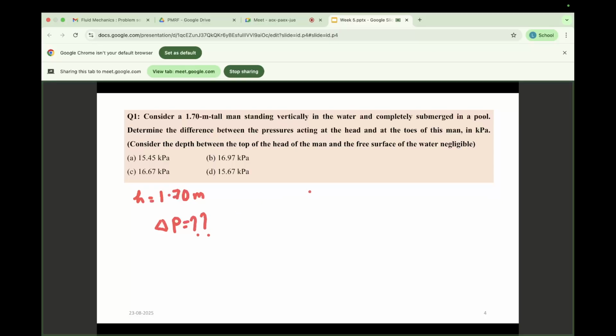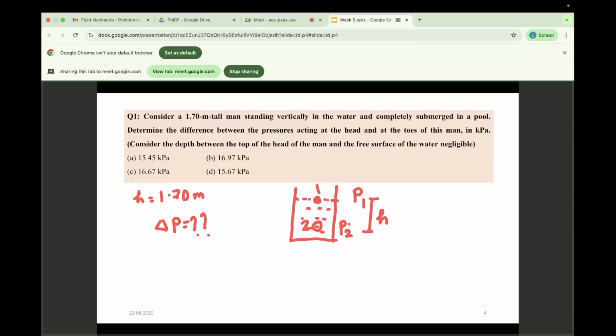Okay, I have explained a concept in the earlier classes. Say this is the water level. If this is the top point 1, the pressure at this point is P1, and this is another point 2, the pressure at this point is P2, and the distance between these 2 points is H.